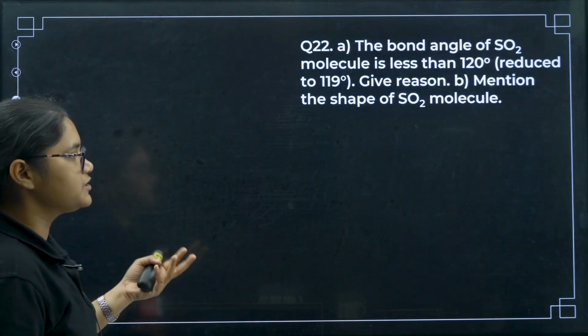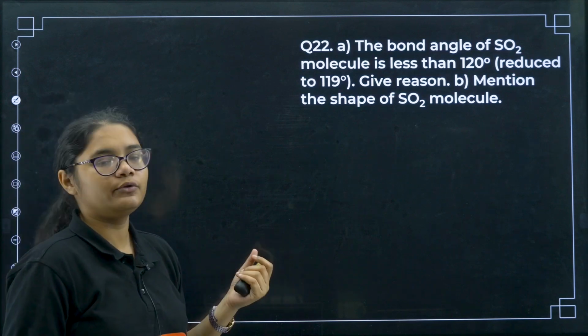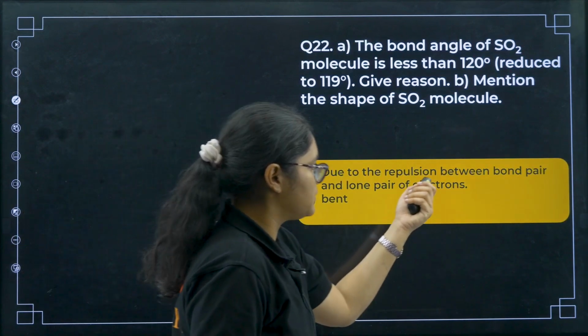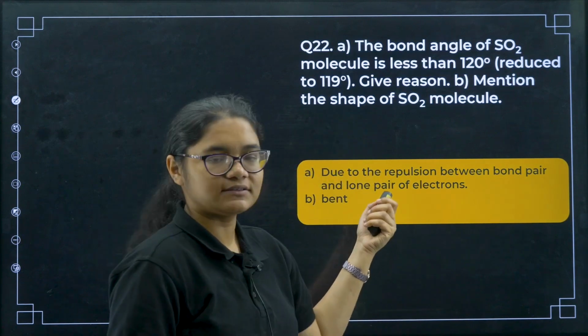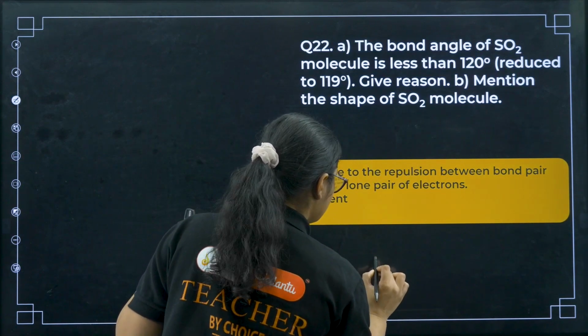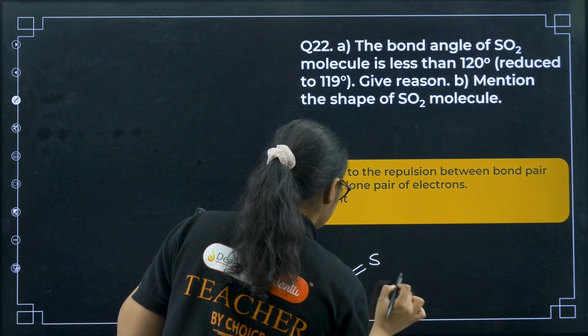Next we have, give the shape of SO2 molecule. I have already given you, it is a bent molecule, you can also draw it. Due to the repulsion between the bond pairs and lone pairs, the bond angle decreases. What is the shape of the molecule? Bent molecule, and you have to also draw it and show it is like this.